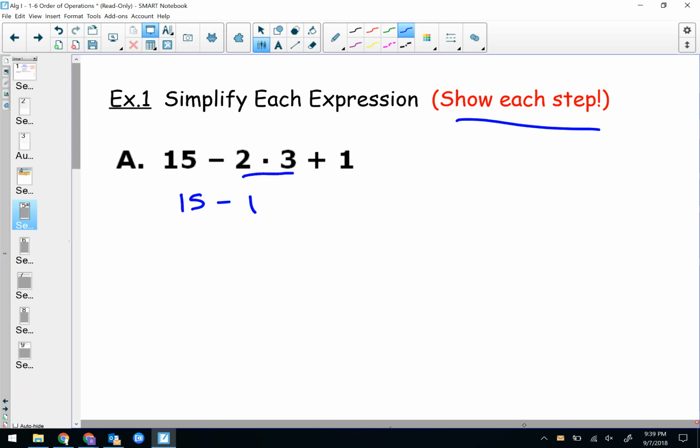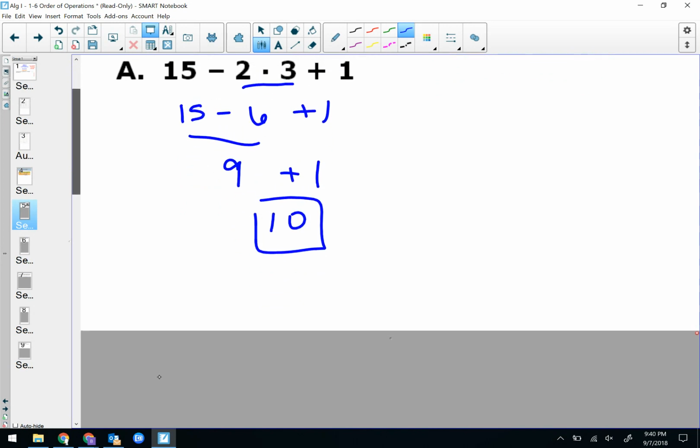15 minus 6 plus 1. You bring everything down that you don't use; we just used the 6. Now we have our addition and subtraction. Again, you go from left to right. 15 minus 6, we have a 9. Bring down what we don't use. Plus 1, 10. There's my answer. So 15 minus 2 times 3 plus 1 would equal 10. We do the 2 times 3 first, then the 15 minus 6, and we add 1. 10 is my answer. Again, all examples should be written down in your notes.